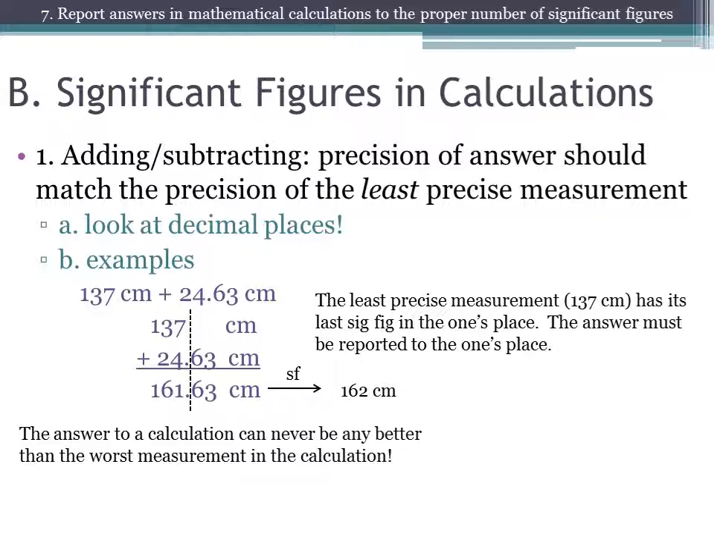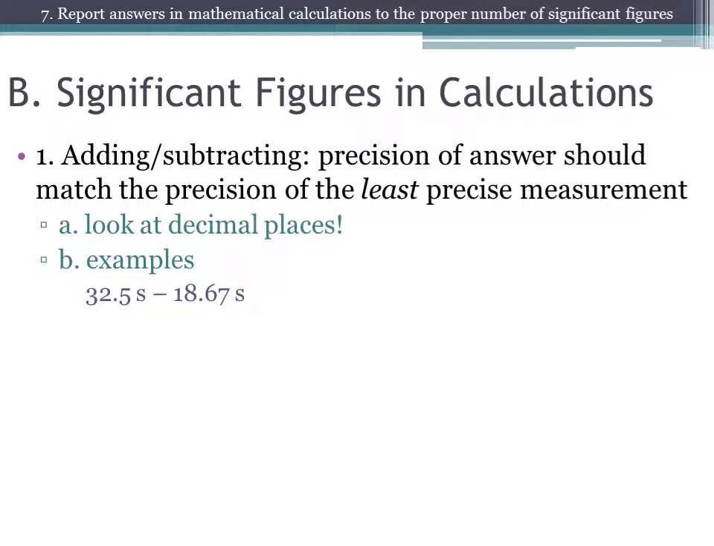And then I'm going to round my answer to the nearest ones place in this case. So what I do, I find the ones place, I go to the next digit, and I see it's bigger than 5, so I round up to 162 centimeters. That's the answer. We're not just rounding to estimate. It's not an estimated answer. It is the answer to the calculation. There is no way the answer to the calculation can be any better than that because one of the measurements that we used for the calculation was only that good.